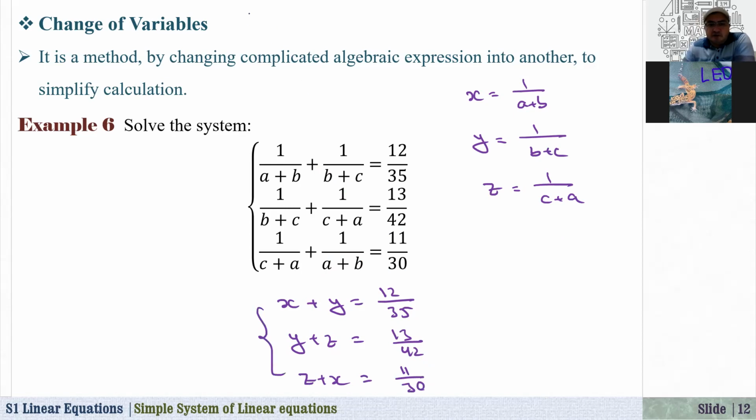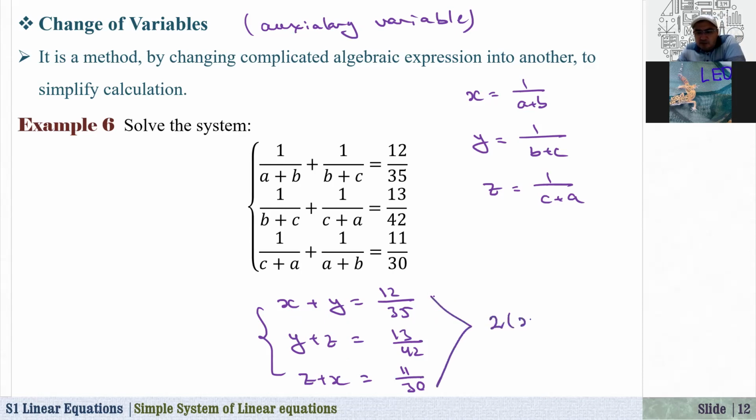Also a variable, we sometimes just call this a variable. Okay, so now again using the previous method, if I just add them all together, what happens here? x plus y, y plus z, z plus x, we have 2x, 2y, 2z. So here we have 2 times x plus y plus z. On the right hand side, we have 12 over 35 plus 13 over 42 plus 11 over 30.